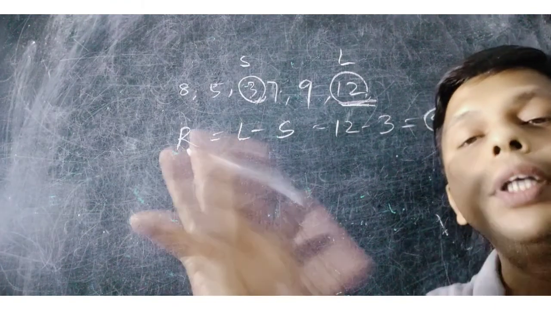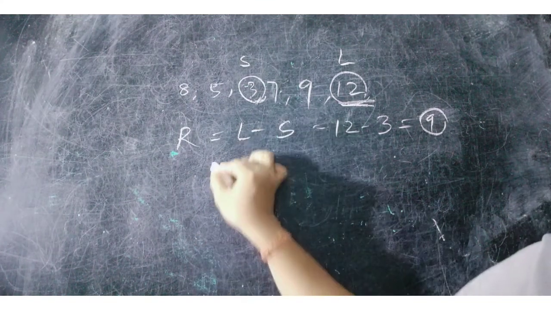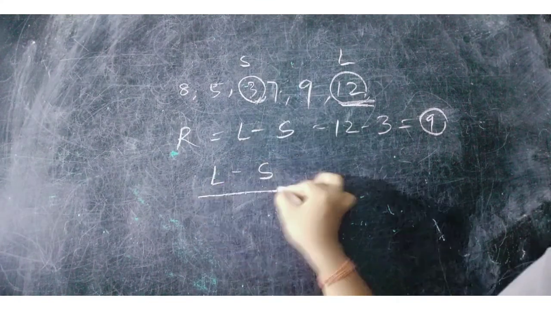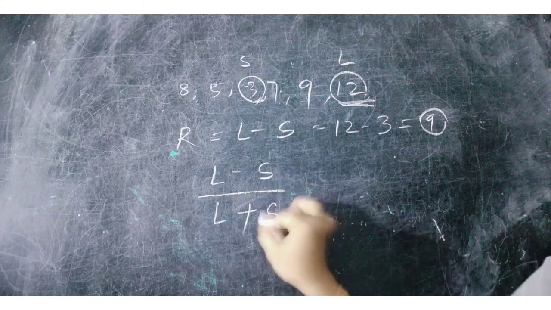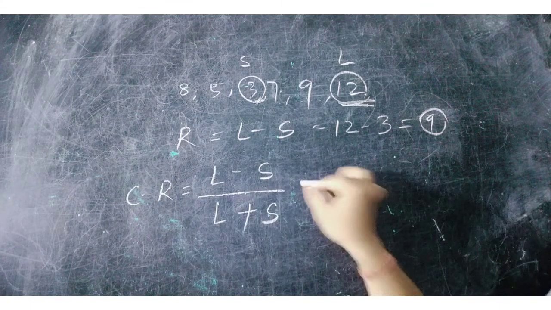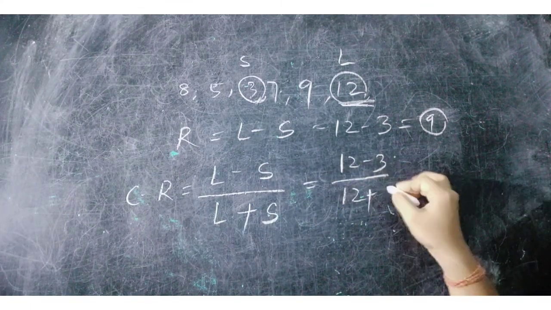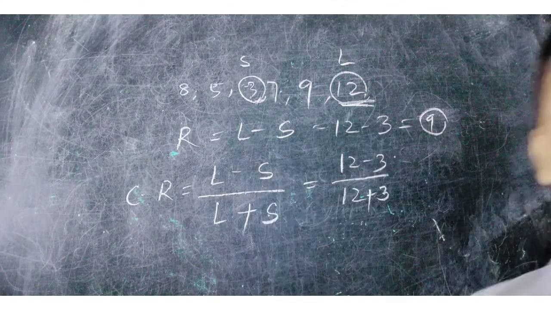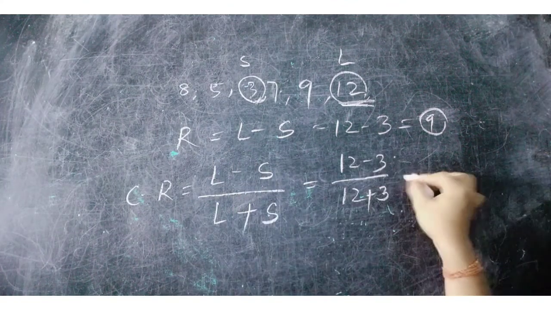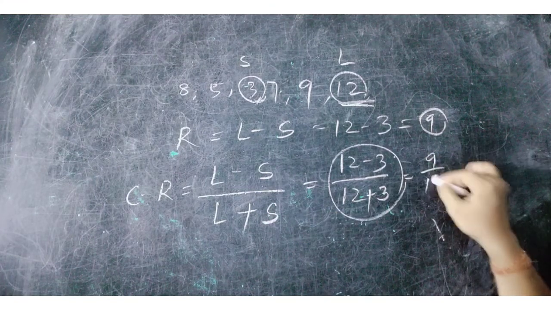Then what is the coefficient of range? The coefficient can be determined by largest value minus smallest value divided by largest value plus smallest value. How? 12 minus 3 divided by 12 plus 3. Whatever the value may be, we can calculate it. That is 9 by 15.